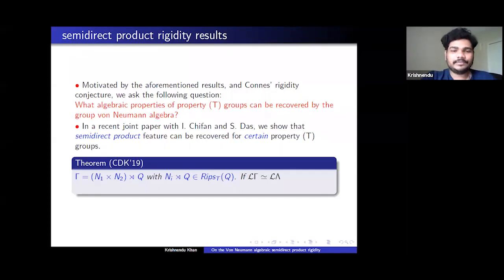I'll discuss what these groups are. I think Cyan already discussed a little bit about these groups, the Rips TQ. This N_i semidirect Q belongs to this class. And if you know that these group von Neumann algebras are isomorphic, then you get this lambda isomorphic to M1 times M2 semidirect with H. So you somehow recover this semidirect product feature. And this is not a trivial semidirect product. So you even recover the acting group, Q isomorphic to H. I'll state the theorem precisely in a couple of minutes.